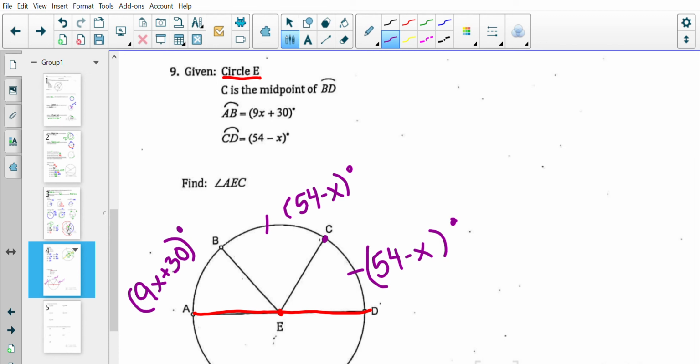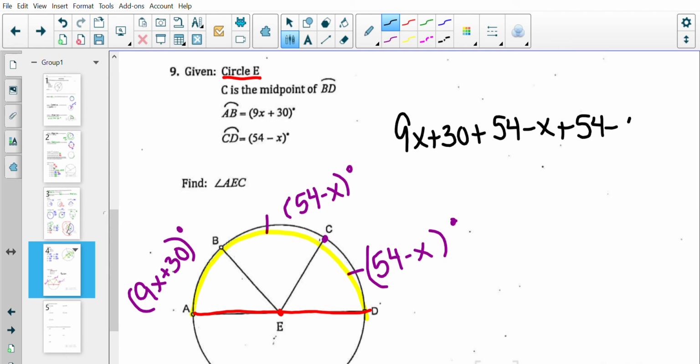Well, remember, what do we have? We have a semicircle. So we know these arcs added together have to add up to 180. So we have 9x plus 30 plus 54 minus x plus 54 minus x is going to equal 180. Let's combine our like terms.